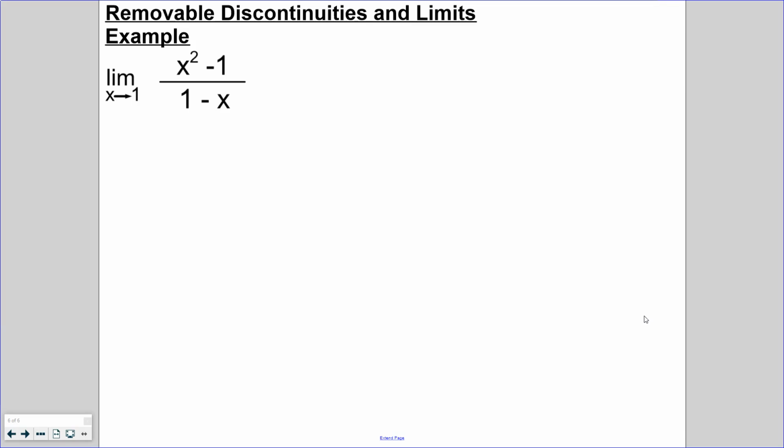And let's take a look at one more, because this one, it's not difficult, but it does kind of throw a monkey wrench into what we're doing, and I want to show you how to fix that.